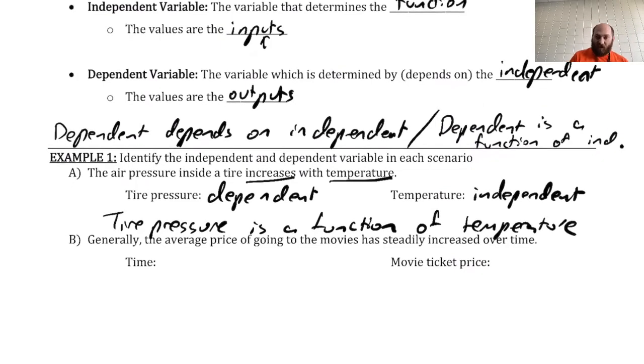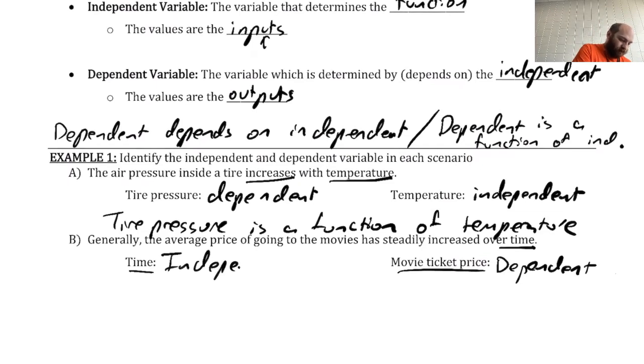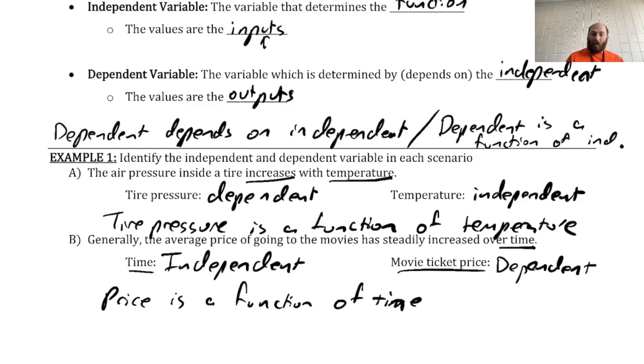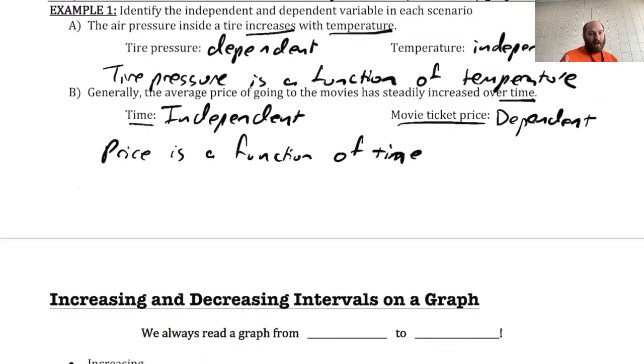Generally, the average price of going to the movies has steadily increased over time. So we're looking at time and movie ticket price. As time goes on, the movie prices go up. That means movie prices are the dependent variable, depending on the time. Dependent, and time is independent. And taking it one step further, the price is a function of time. A couple quick definitions there.